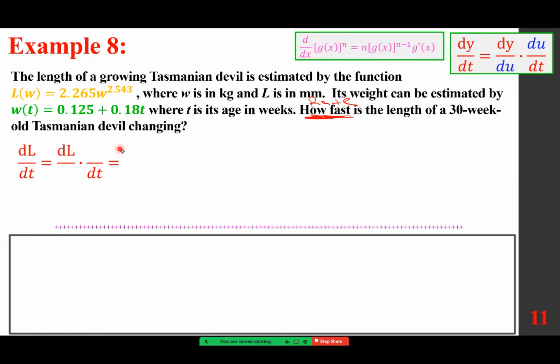What is the intermediate variable from length to time? In between is the W, or weight, so dW. So we take the derivative of the first piece, this one, is this number, 2.265, times the exponent, this number, 2.543, times W to the power of the same thing minus 1, 1.543. So that's dL/dW. And then dW/dt is very simple, just 0.18.